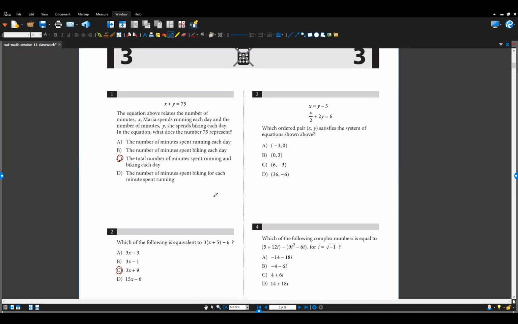Which ordered pair satisfies the system of equations shown below? So x equals y minus 3, and x divided by 2 plus 2y equals 6.